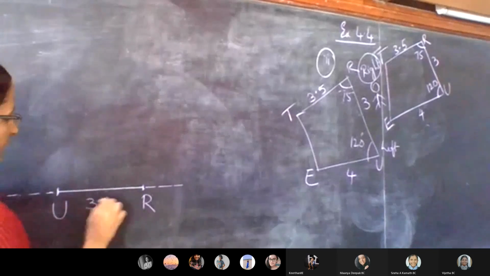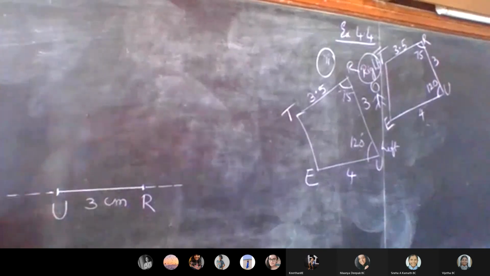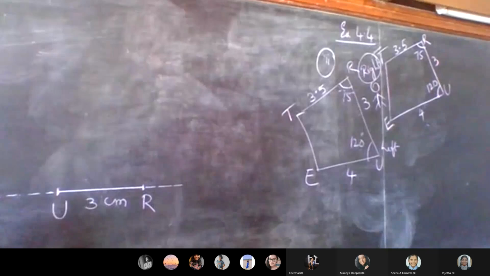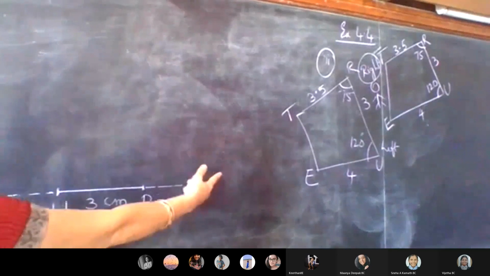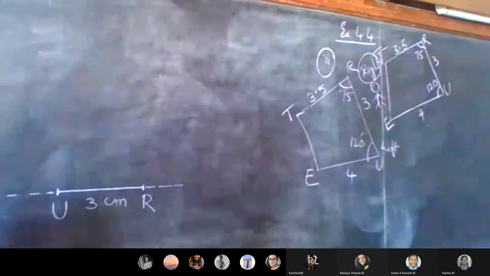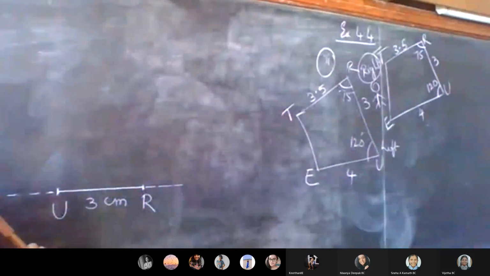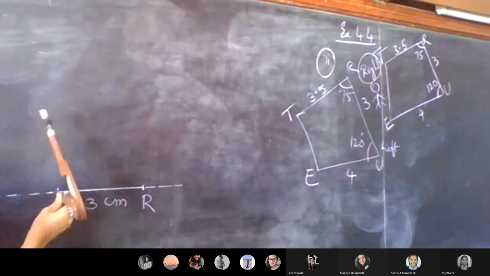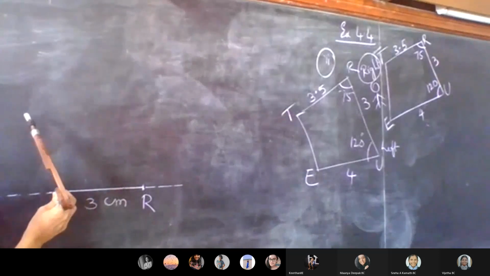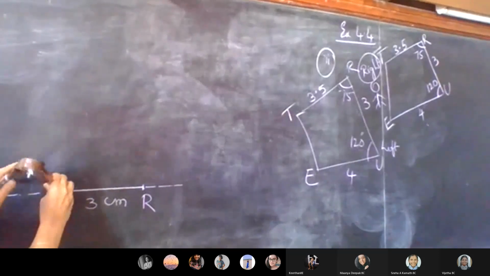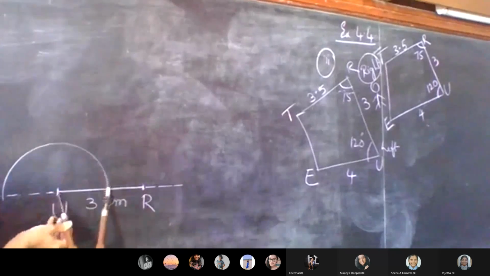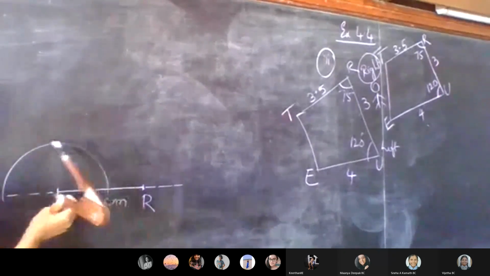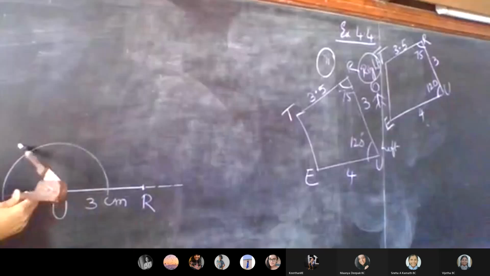So as I said, this is U, this is R, 3 centimeter. Towards my left, U is there, towards right, R is there. So it is as good as vision from that end. Now, take the compass, construct 120 degree here. Towards my left, 120. I am just cutting 60 here.